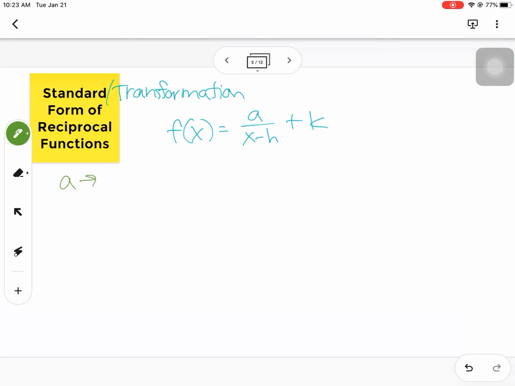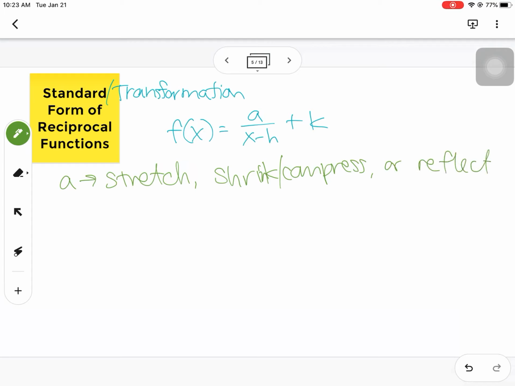And so we're going to remind you what a, h, and k mean, but these are things that you have done all year long. Okay, that a value up top will either stretch, shrink, or compress, whichever way you prefer it, or reflect your graph. So it will stretch it if your a value is greater than 1. It will shrink it if your a is between 0 and 1. So if it's a fraction less than 1. And it will reflect if your a is negative. So I'll flip it over.